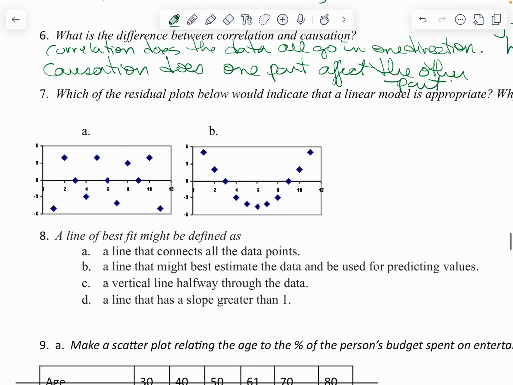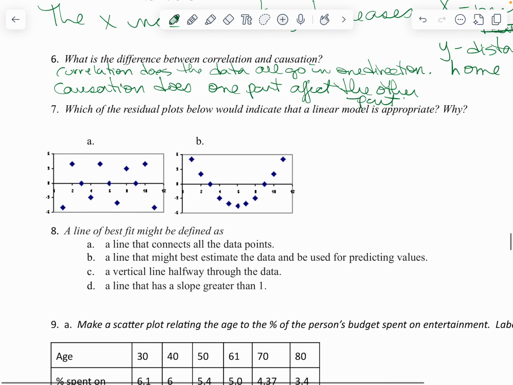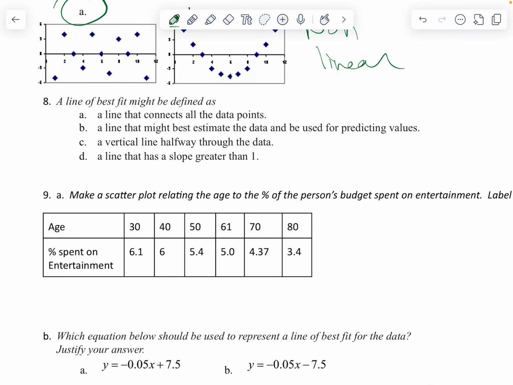Okay, which residual plot below would indicate a linear? This would be linear. This would be nonlinear. Line of best fit is defined as a line that connects all the data points, a line that might best estimate and be used for predicting values, a vertical line, no vertical lines. A line that has a slope greater than 1, not necessarily. Nope, it's going to be B.